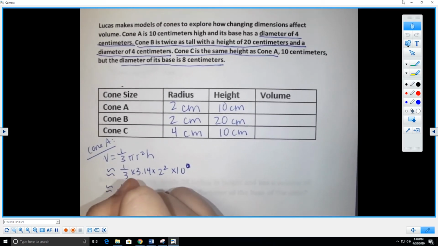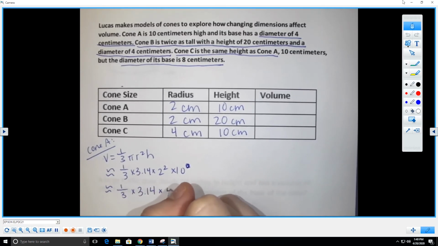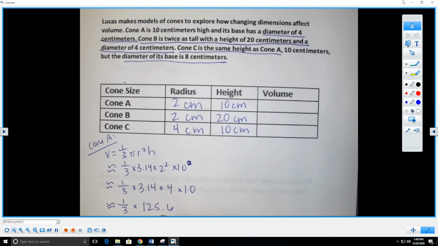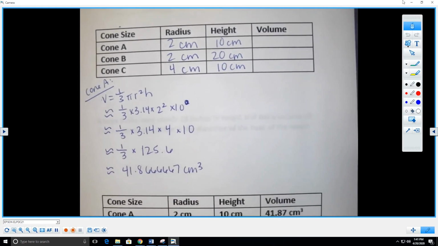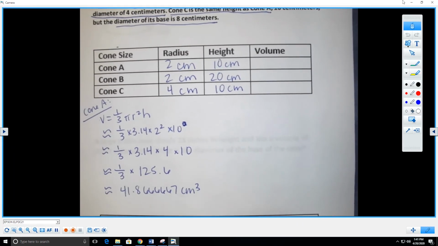So that gives me 1/3 times 3.14 times 4 times 10, which gives me 1/3 times 125.6, which gives me 41.8, a lot of 6s, 7 cubic centimeters. Whoops, went off the page. There we go. All right. So if we round this to the nearest hundredth, we will have 41.87 cubic centimeters.